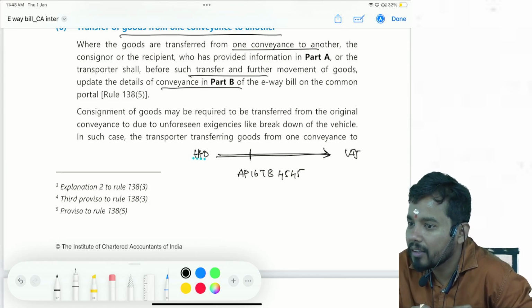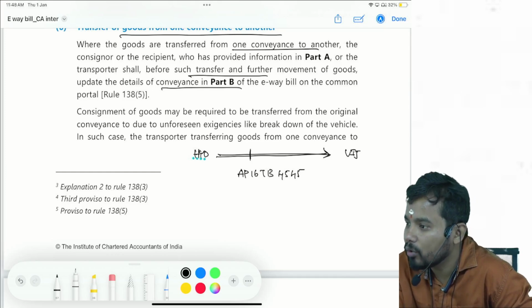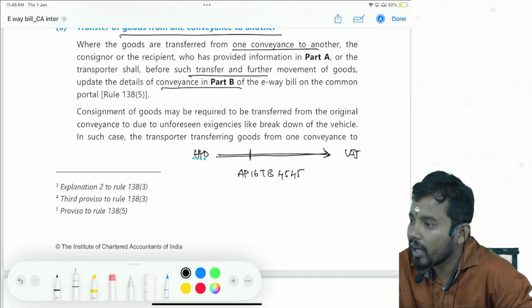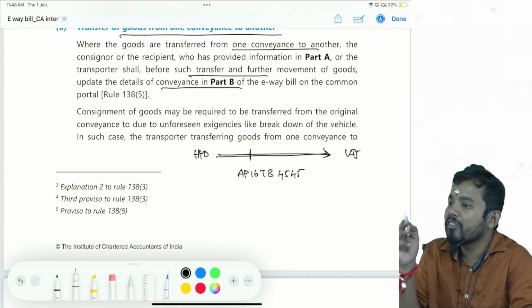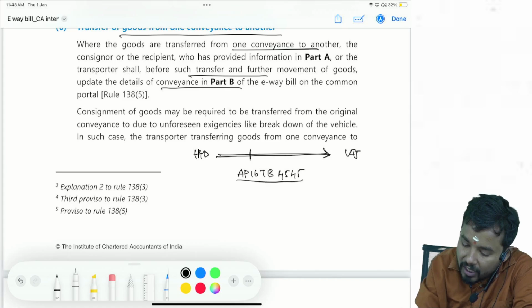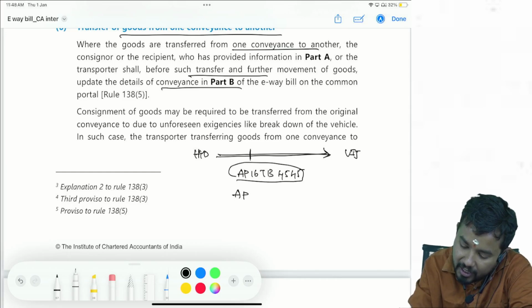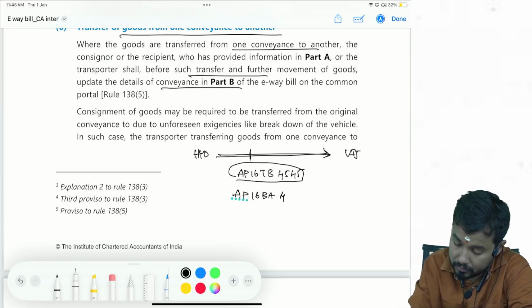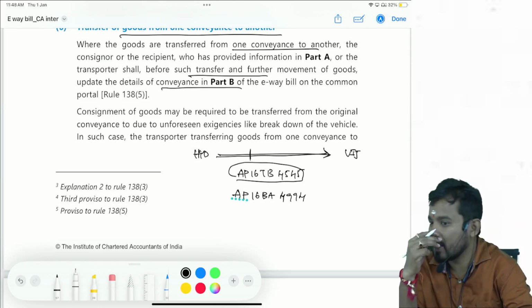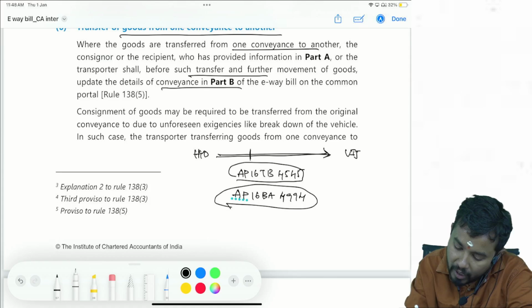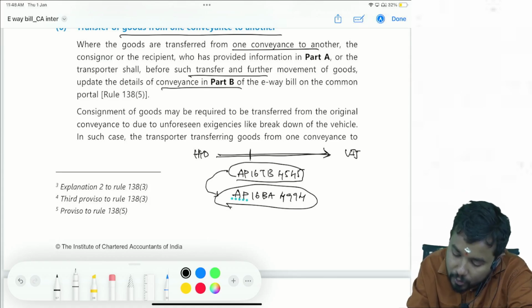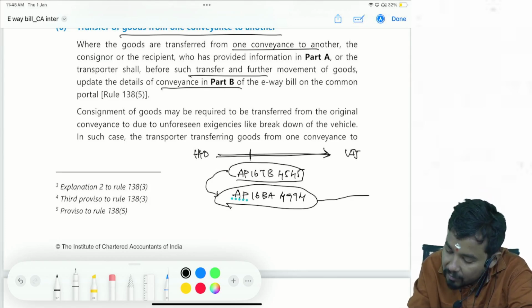What will happen? The transporter will have to arrange another vehicle. So now what they are trying to say is, from this truck, another truck came. They have arranged another truck. This is the another truck's details. Now first what I will do, I will unload the goods from this truck and load these goods in this truck, and then I will start my further journey.